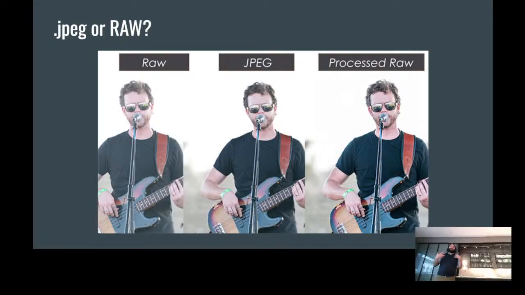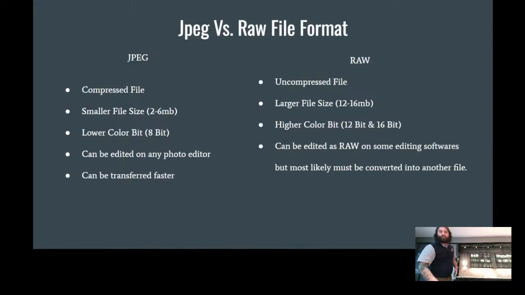So what exactly is JPEG and RAW? A JPEG photo is a compressed file, and is usually a smaller file size, something like 2 to 6 megabytes. That being said, it has a lower color bit, 8-bit. You might be asking what that means. If you were to take a JPEG and put it into a photo editing app, it's not going to really give you too much to play with, because the photo itself is a compressed file. It doesn't have much for you to play with and change as far as color, exposure, saturation.